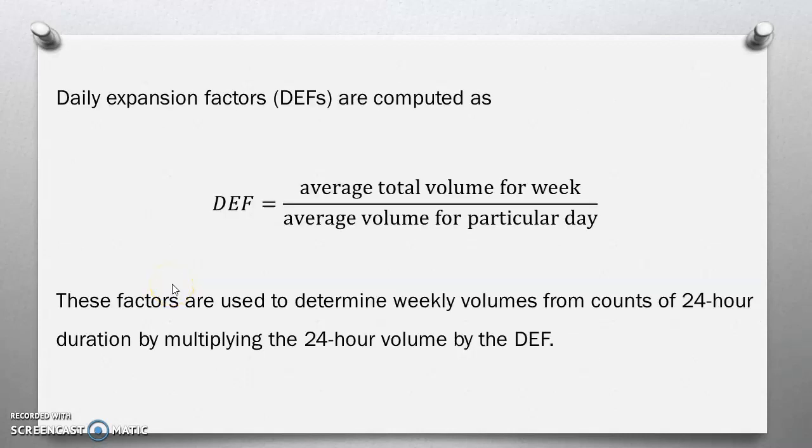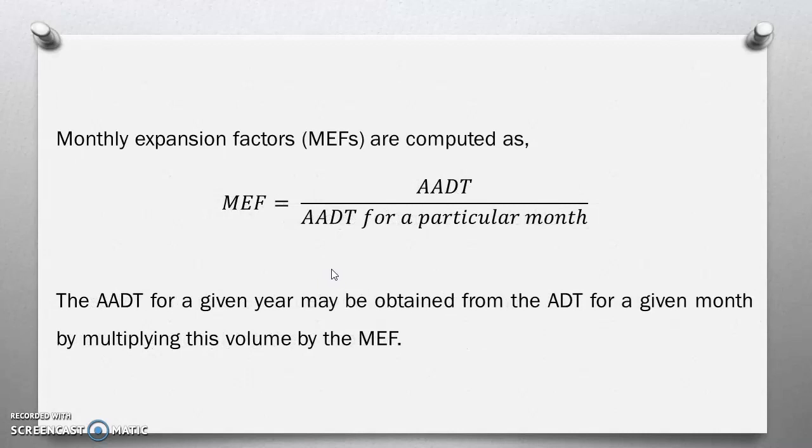Daily expansion factors. DEFs are computed as DEF is equal to average total volume per week over average volume for a particular day. These factors are used to determine weekly volumes from counts of 24-hour duration by multiplying the 24-hour volume by the DEF. Monthly expansion factors are computed as MEF is equal to AADT over ADT for a particular month. The AADT for a given year may be obtained from the ADT for a given month by multiplying this volume by the MEF.